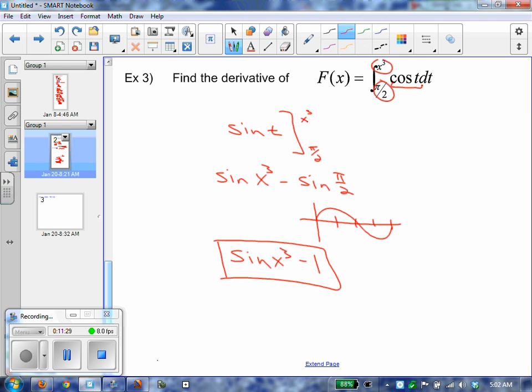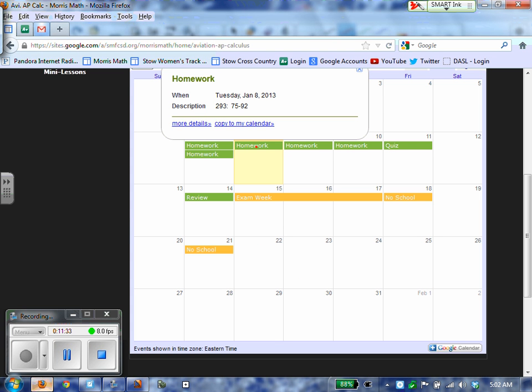All right. Homework. Page 293, 75 through 92. And the next 2 days are 4.5, some U substitutions, and then we'll take a quiz on Friday.